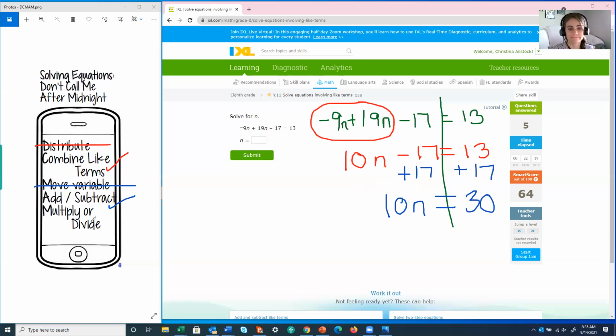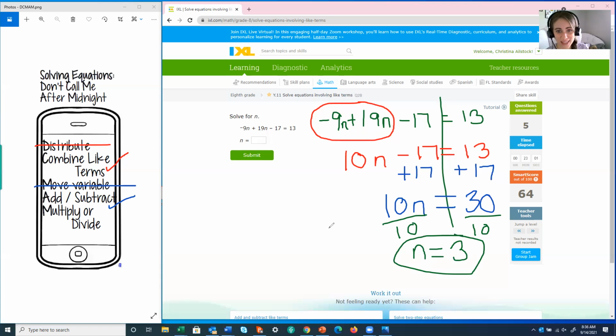Multiply or divide. Yep, I have multiplication going on. I have 10 times n. The inverse of multiplication is division. We'll divide both sides by 10. 10 divided by 10 is 1. We're left with a 1n. 30 divided by 10 is 3. Bingo. All right, there we go. Now we've done our last problem.